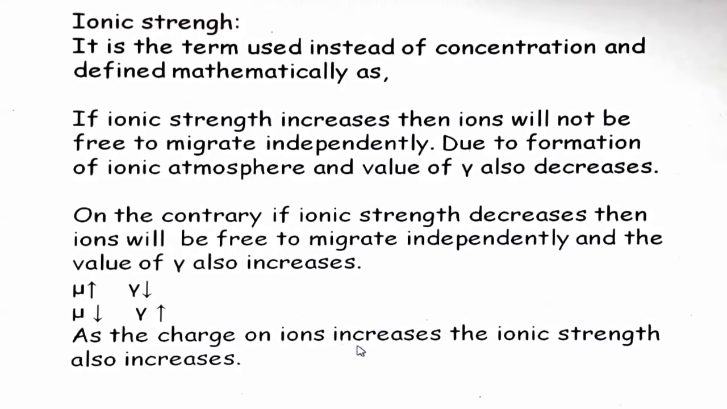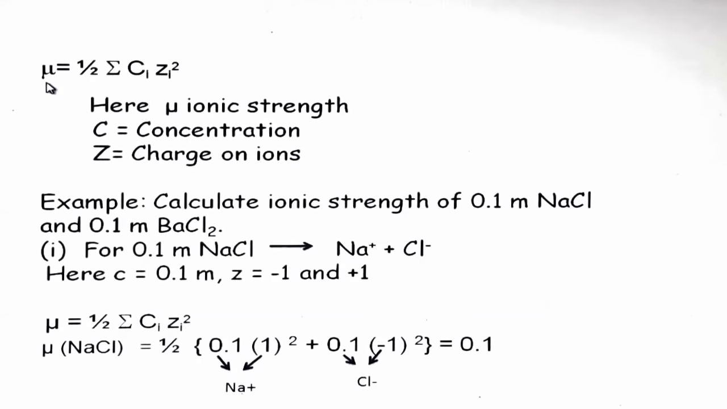As the charge on ions increases, the ionic strength also increases. So if we compare dipositive and monopositive cations, the ionic strength of dipositive cations will be more because it can be covered by more negative ions. Here mu is the ionic strength, and the formula is half summation Ci Zi square, where C is the concentration and Z is the charge on ions. We will try to solve a few numericals based on this formula.